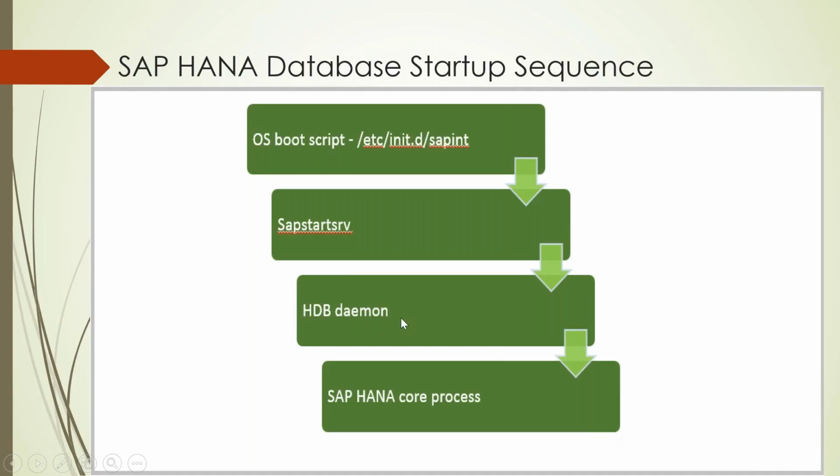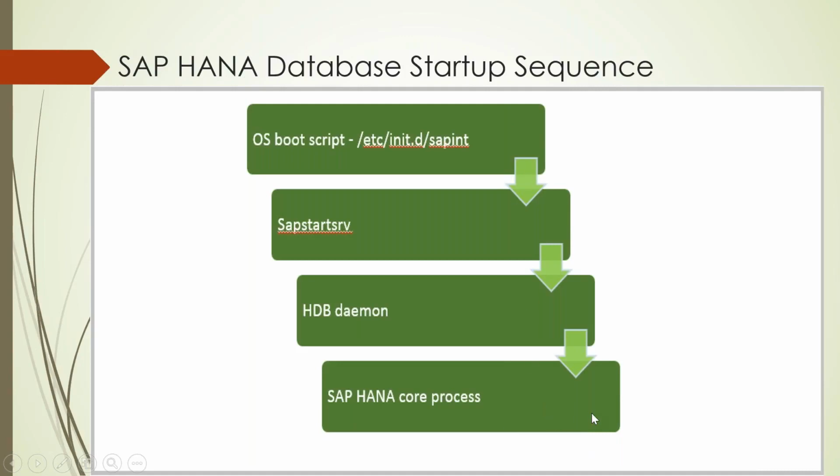The HDB daemon is started first, and then whatever services are maintained in daemon.ini are started automatically. The daemon asks those core services to start. So this is the startup sequence: your OS boots or reboots, then the SAP start service is executed, then you execute the start command HDB start, the HDB daemon starts, and then the daemon starts the other core processes.